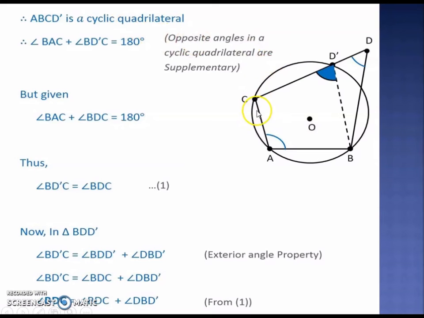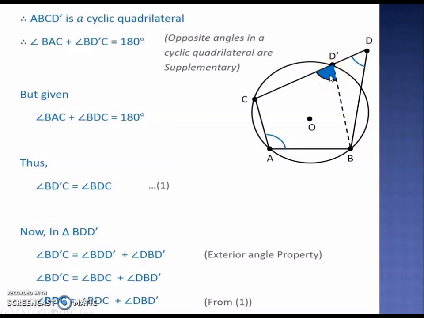Since now we know that D dash is on the circle, this is forming a cyclic quadrilateral A, B, D dash, C. Therefore the opposite angles must be supplementary. So BAC plus BD dash C is 180. Already we have that BAC plus BDC is 180 degree. This is given to us and this one we have got by using the cyclic quadrilateral property. So from that we get that these two angles are equal, BD dash C and BDC.